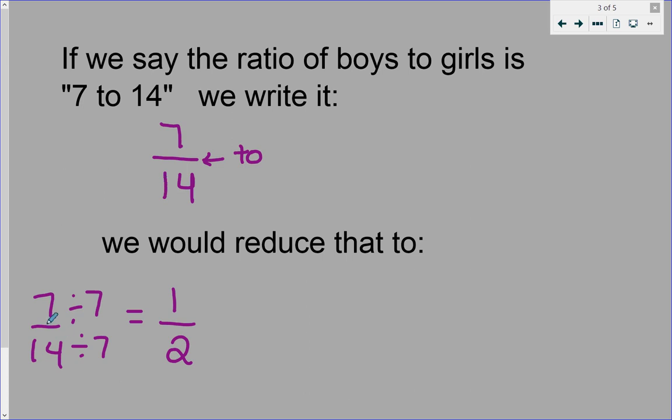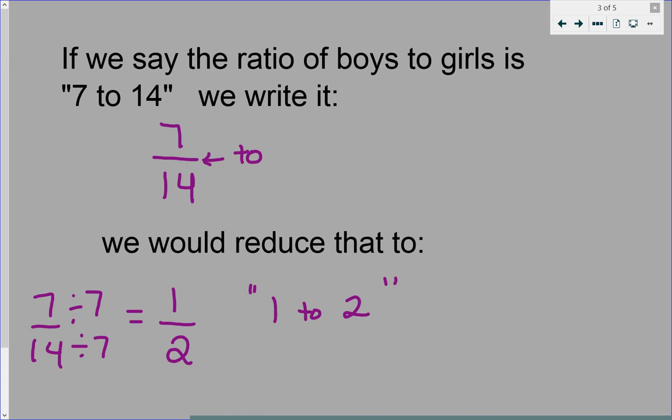So you would reduce that by simplifying it, saying I can divide 7 by 7. I can divide 14 by 7. So 7 divided by 7 is 1. 14 divided by 7 is 2. So we'd say that the ratio of boys to girls is 7 to 14, or it's 1 to 2. Okay? We would say it 1 to 2. Always saying the top number first and then the bottom number second. Now, that just means that for every boy we have, there's 2 girls.